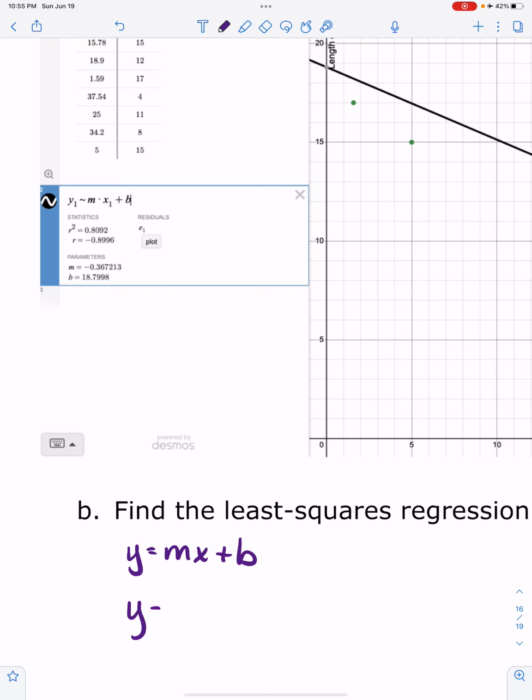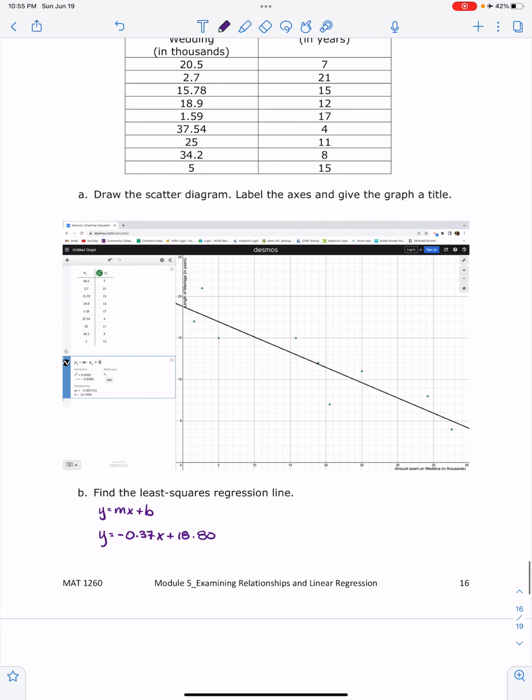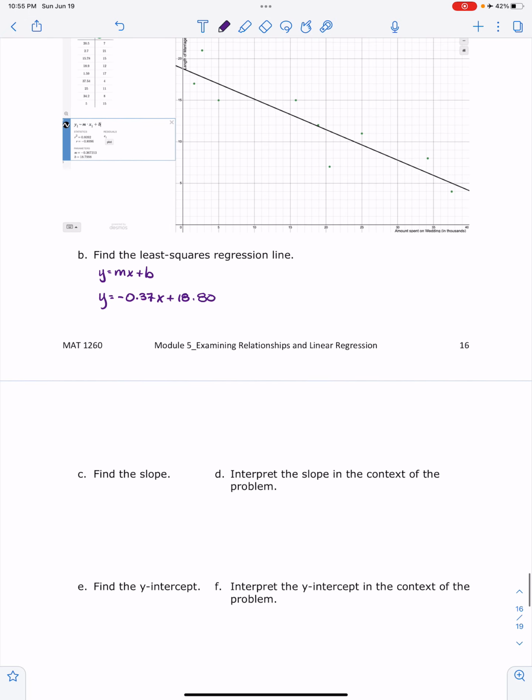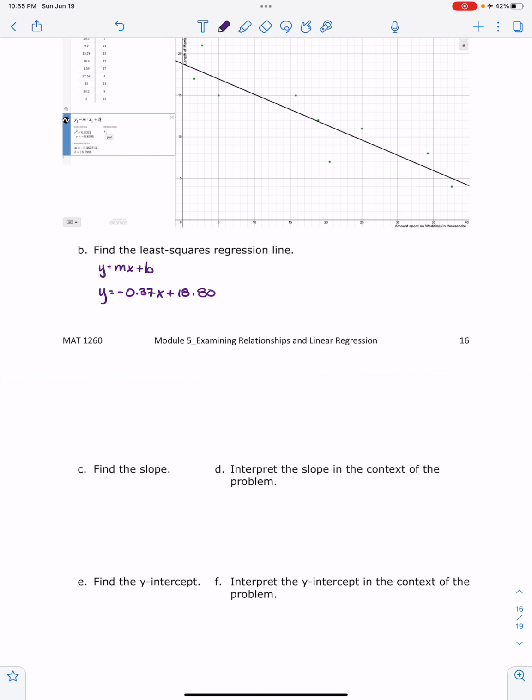So here we've got y equals negative 0.37x plus 18.80. We're going to round to 2 places. And so let's use that information here. Our slope, the m or the a, is negative 0.37.